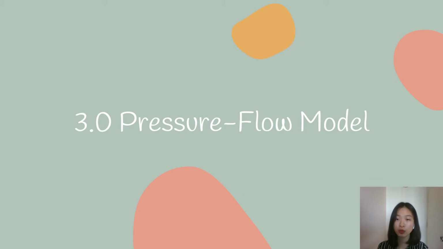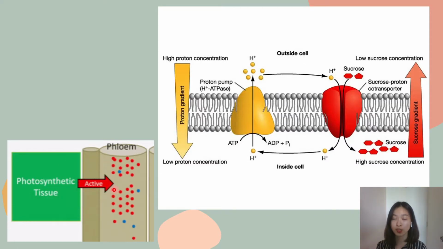Okay, next we're going to discuss the pressure flow model in the phloem transport. First of all, it's about the loading of sucrose into the phloem. In the diagram, this part will be the companion cell and this part will be the mesophyll cell. The hydrogen ion in the companion cell will be pumped into the mesophyll cell via a carrier protein by active transport, which requires energy from an ATP molecule.